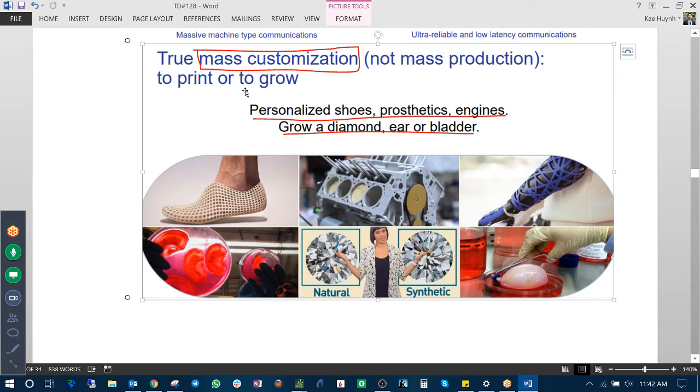To print or to grow. Remember we talked about how they say that in the future China won't be shipping so much of its scaled up products, but instead they'll be shipping 3D machines to go and print it when they want, on demand. So the scary part that we discussed last time was that, well, in that case, countries could ship printing machines and then print weapons on the spot. Right, so warfare would also evolve, but just something to think about. Personalized shoes, prosthetics, engines, grow a diamond, ear or bladder.